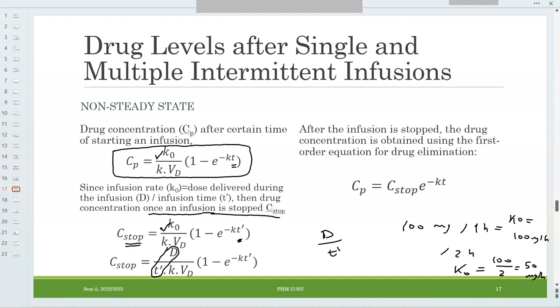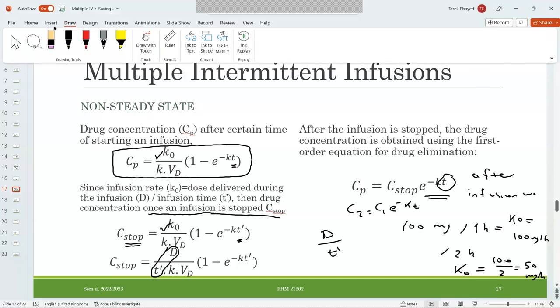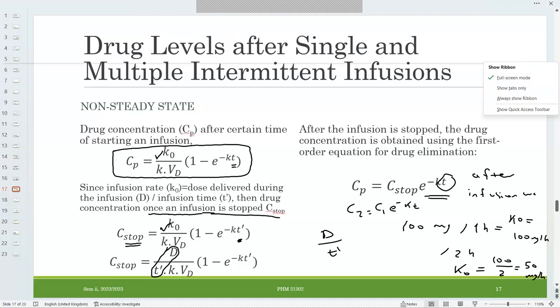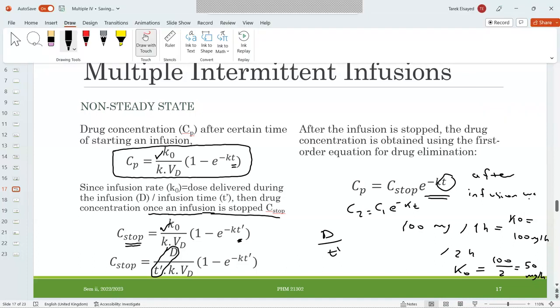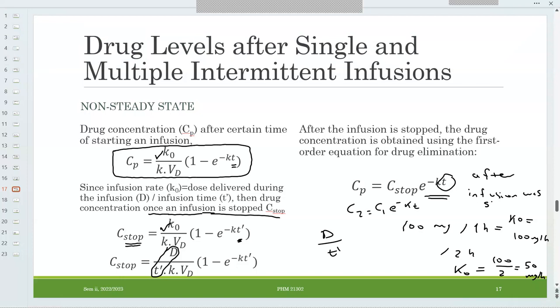Then if we want to calculate the levels after this single infusion has stopped, then we have to multiply by the elimination fraction. This is the same equation of C2 equals C1 times the elimination fraction. And this time is after the infusion was stopped. So this time is after the infusion was stopped.